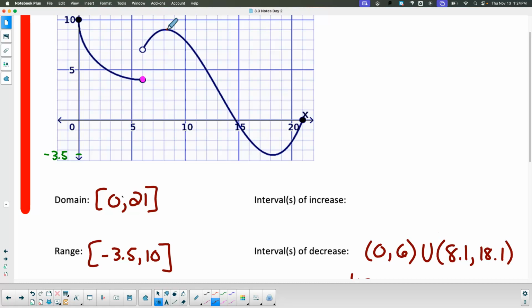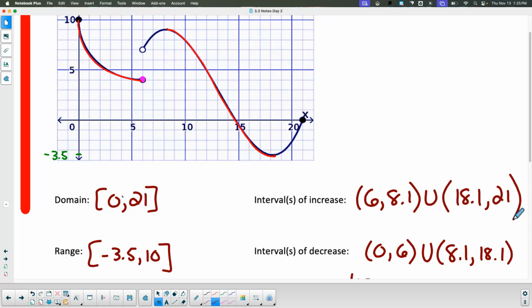Because isn't it right here? Okay, so that was decreasing, which means now we've got increasing: 6 to 8.1, and then 18.1 to 21. I think that's it, isn't it?